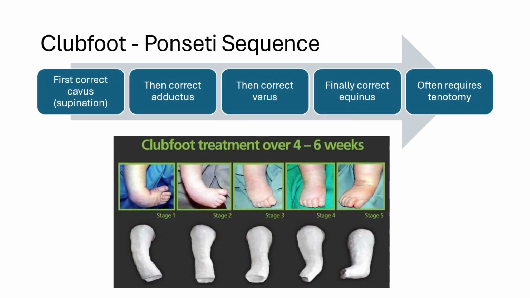The Ponseti method corrects clubfoot through a defined sequence. Cavus is addressed first by aligning the forefoot with the hindfoot and reducing supination. Next, adductus is corrected by abducting the forefoot while stabilizing the talus. Varus is then reduced by further external rotation of the foot. The final correction is equinus, which typically requires a percutaneous Achilles tenotomy to achieve adequate dorsiflexion.